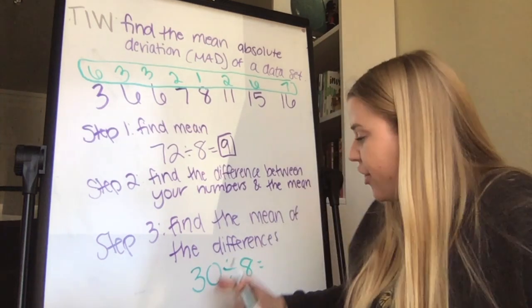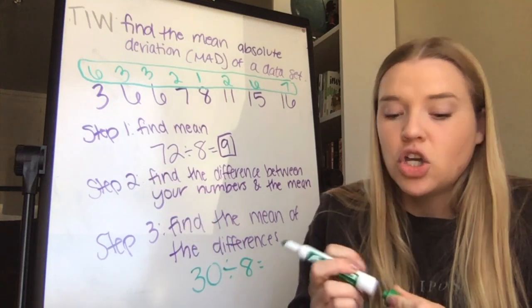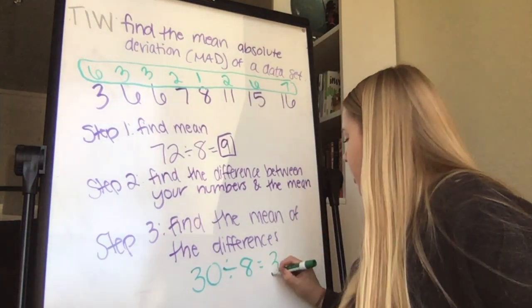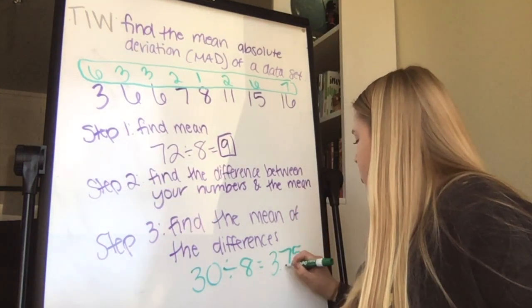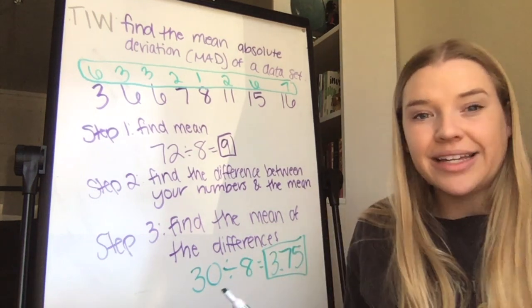So if you did 30 divided by 8 and you wrote it out, or if you used a calculator, you should get 3 and 75 hundredths, or 3.75. So what that means is our MAD is 3.75.